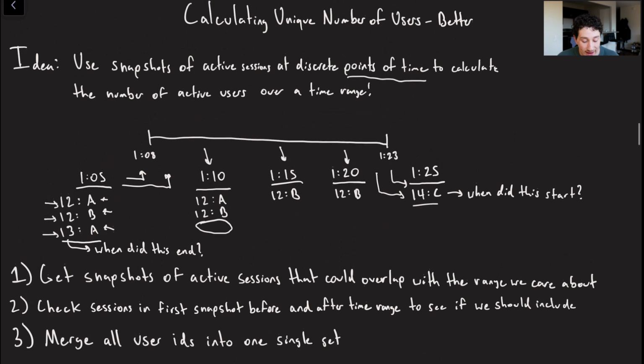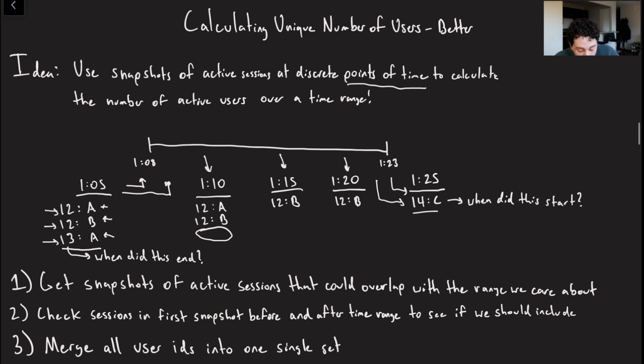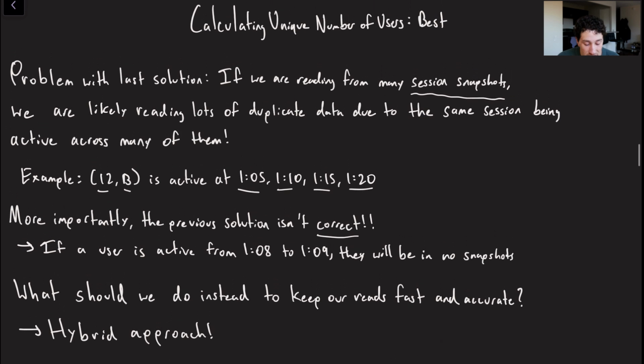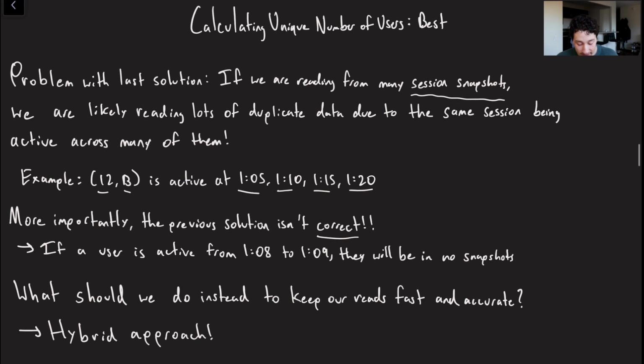So why is that? Well, if we're only taking snapshots every 5 minutes, what if a user was active right here in between 2 snapshots? Then we're never even going to get word that their session existed in the first place, and we're never going to see them, and now we're going to undercount. So that's going to be a problem too. So what can we actually do both to ensure ideally better performance, but also most importantly, correctness?